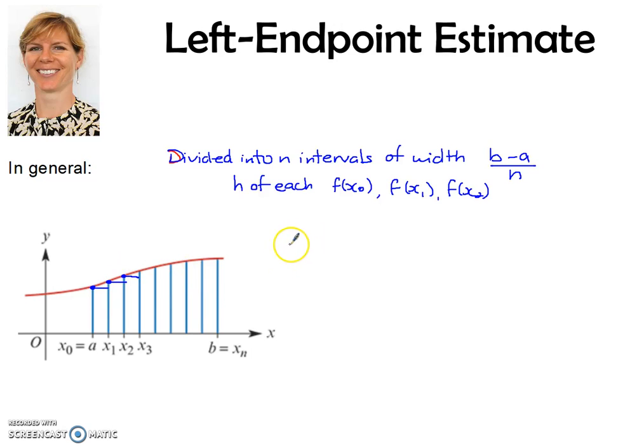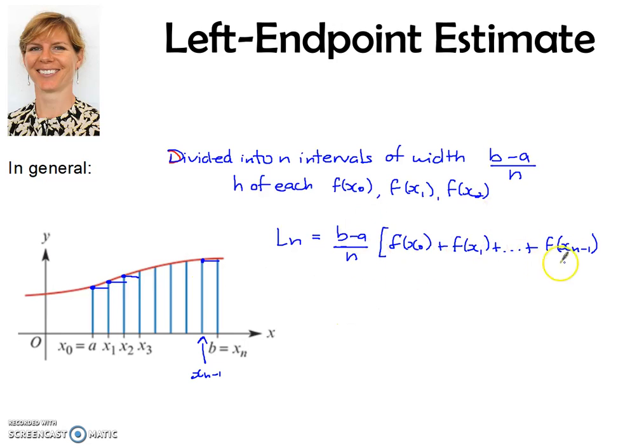Okay, so if you actually write that out, the area under the curve using the left endpoint estimate is going to be b minus a over n, because that's your width, times the sum of the function values. So it's the width times f of x naught, plus the width times f of x1, etc., all the way up to f of xn minus 1. So it's the one before n. This one in here is xn minus 1, and that's our last height there. That's your left endpoint estimate.